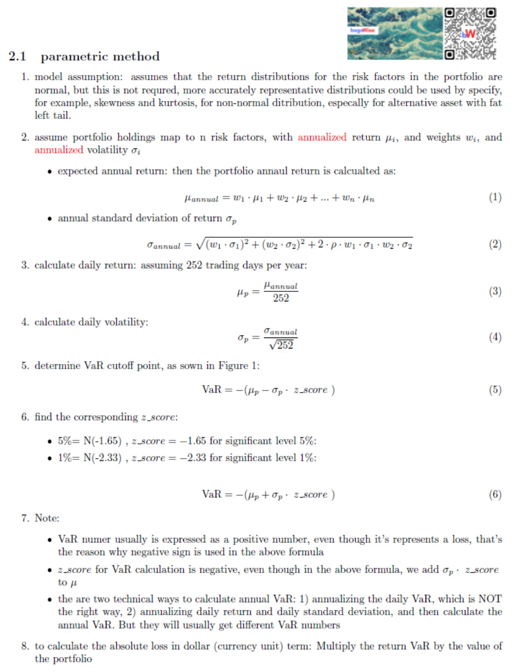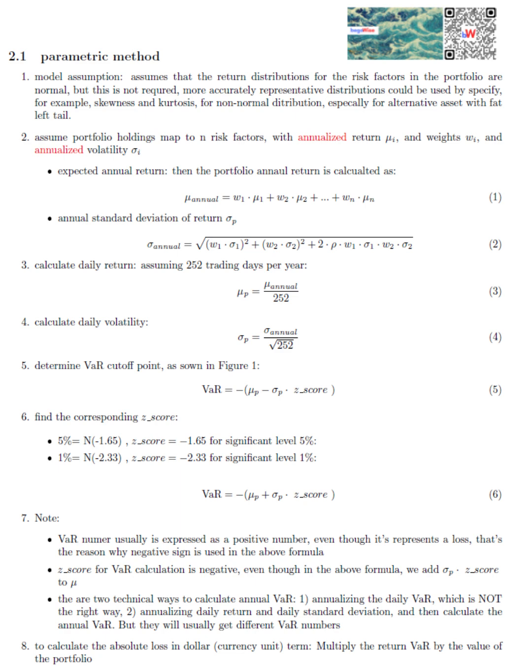Step 5. Calculate daily return. Assuming there are 252 trading days in a year, we calculate the daily return by dividing the annualized return by 252. Step 6. Calculate daily volatility. Similarly, we calculate the daily volatility using the annual volatility and adjusting it for 252 trading days. Step 7. Determine VaR cutoff point. To determine the VaR, we use the formula VaR equals nu + sigma times z_score.